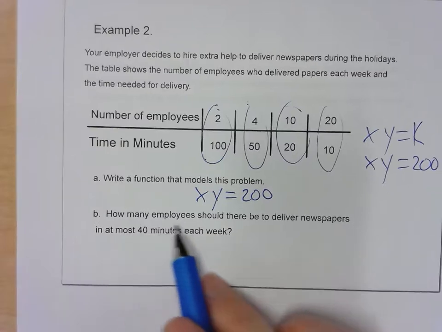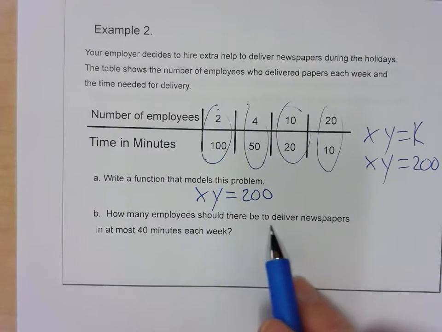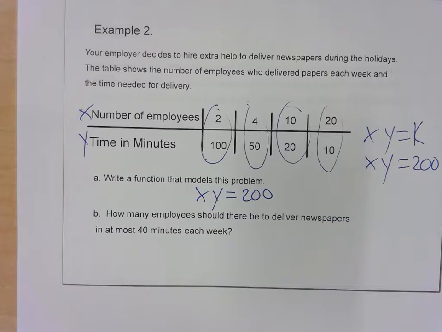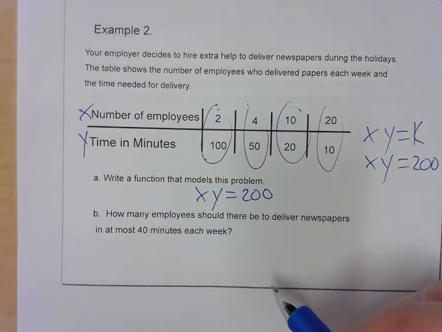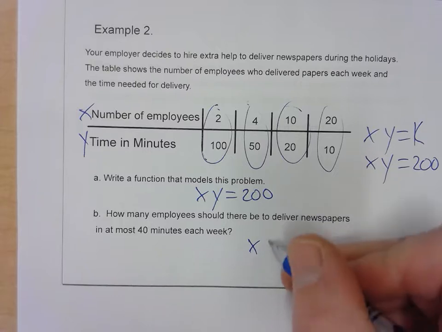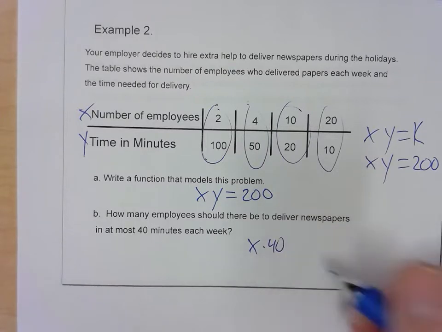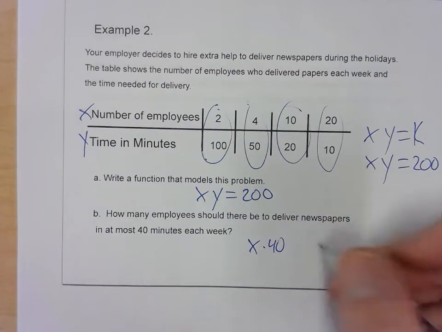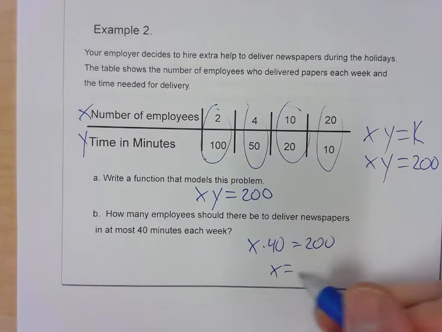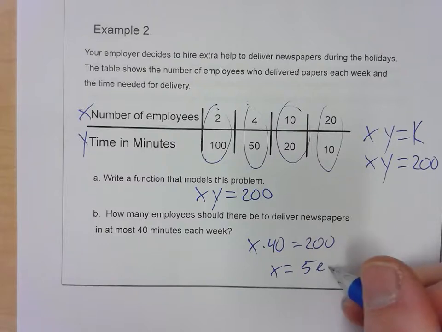Then it says how many employees would you need if you wanted to take at most 40 minutes. So number of employees is x, the minutes is y. So if we want number of employees, x, is what we're looking for. 40 minutes, x times 40 is equal to 200. So we divide, and you only need 5 employees.